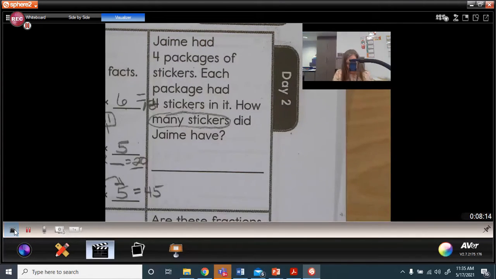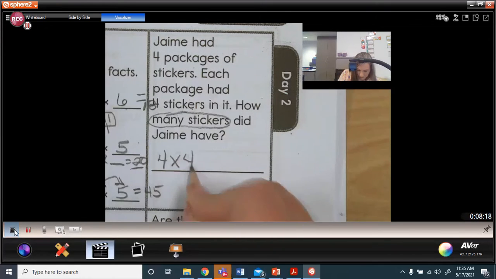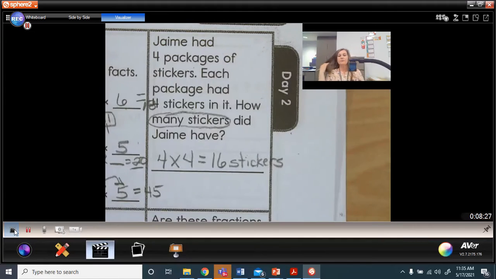We're going to fill that in. So we have 4 groups of 4. 4 groups of 4 gives me 16 stickers. And I have my model already on my paper, so I should be good.